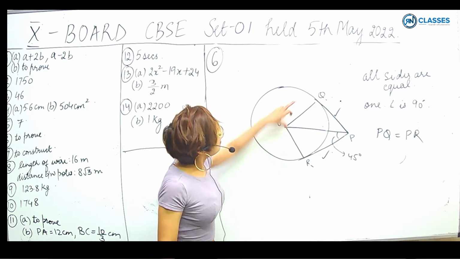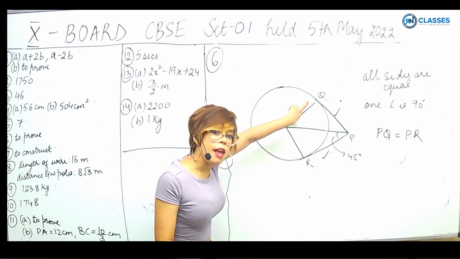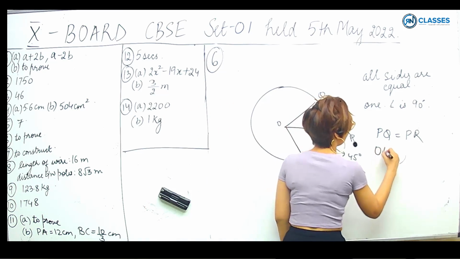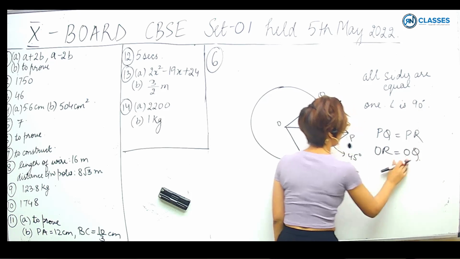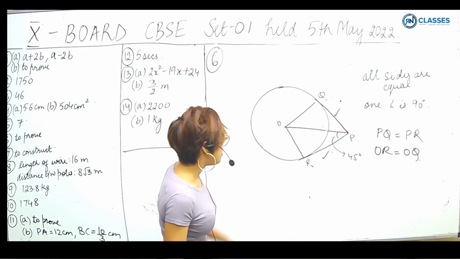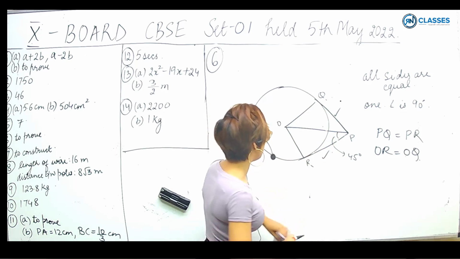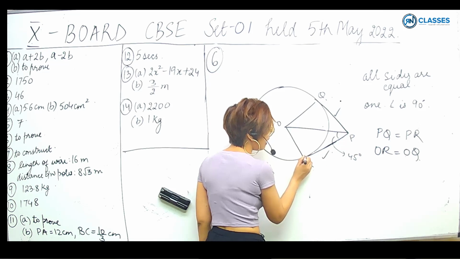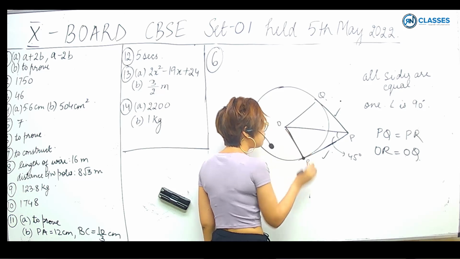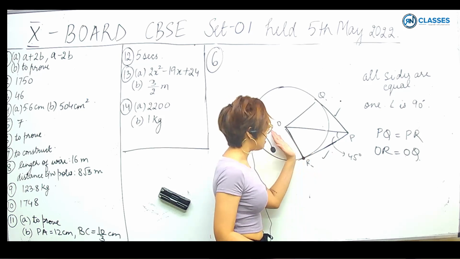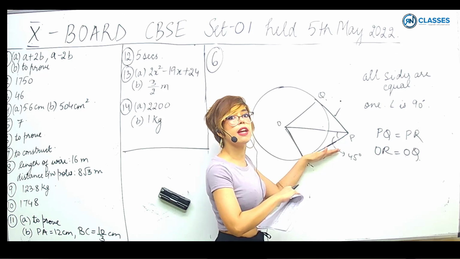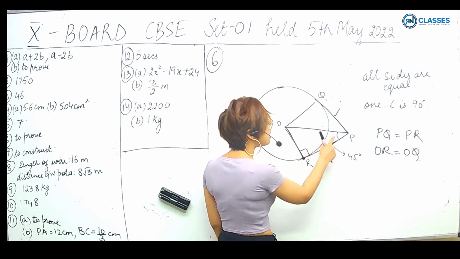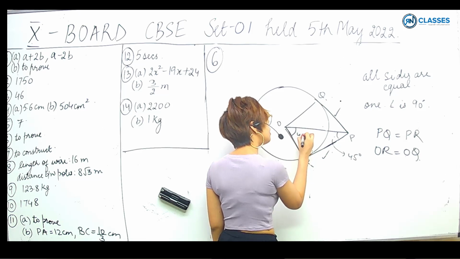Now, OR and OQ, definitely they are the radii of the circle, so they have to be equal. So, OR is equal to OQ. Now, this 45 degrees, let me make use of this 45 degrees. Okay, this is the tangent, this is the point of contact, and this is the radius. Can you tell me the angle between the radius and the tangent at the point of contact? That is 90 degrees. Right? Now, this is 90, this is 45, that means this angle is 45 degrees.